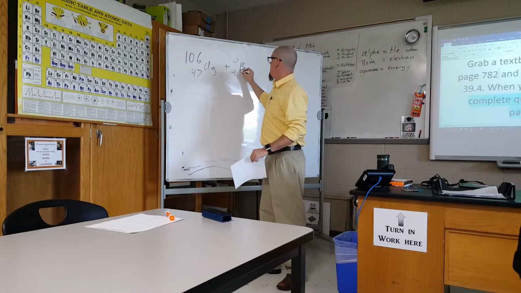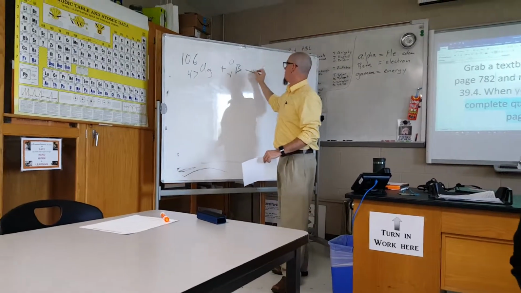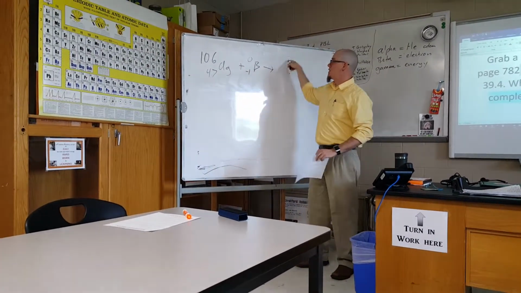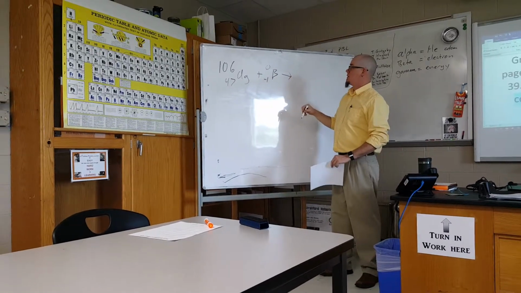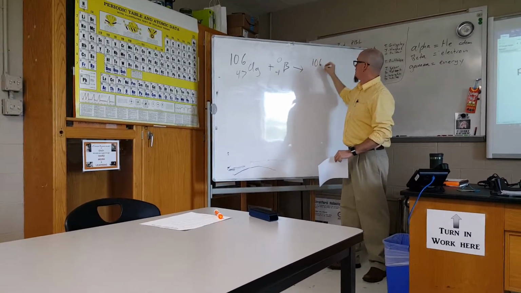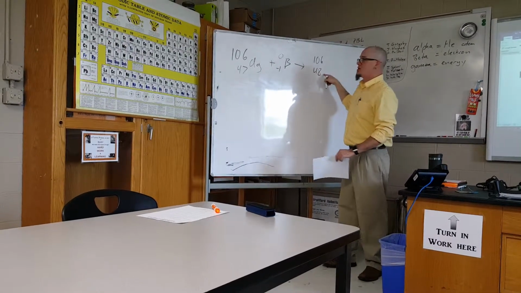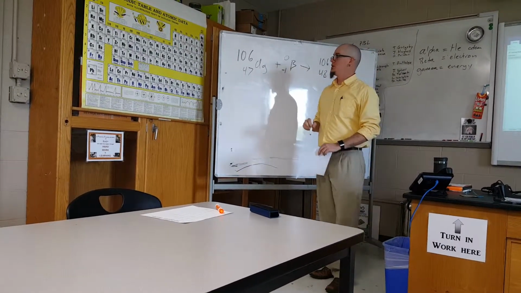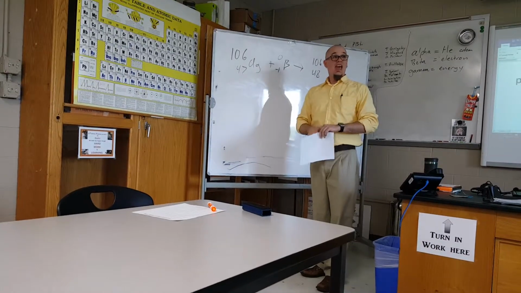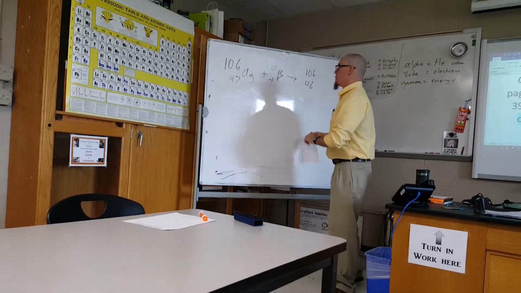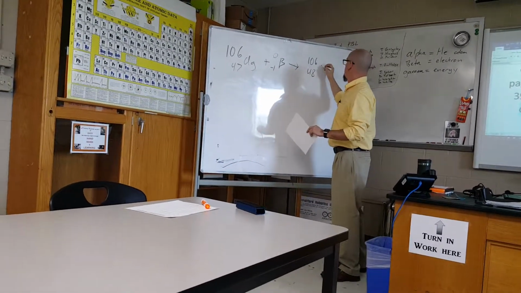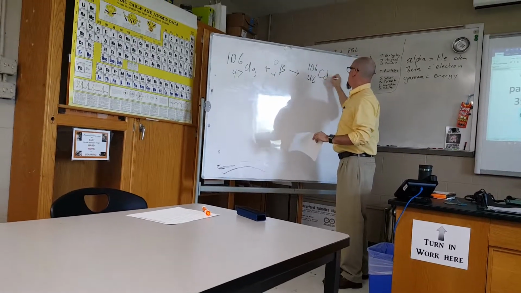So we have picked up a beta particle and we are going to produce what? What's our new mass going to be? 106. What's our new charge? 48. And what is our new element? Cadmium. It's a really cool metal. I like cadmium. C and D.